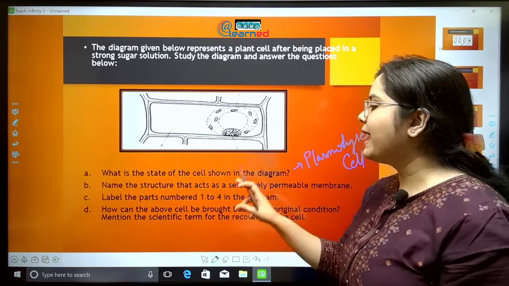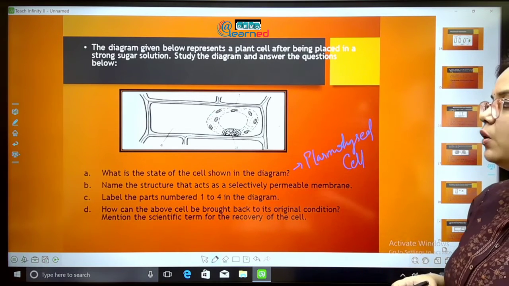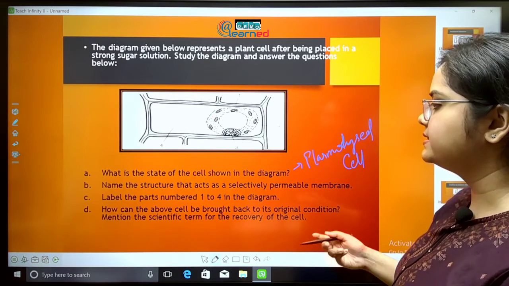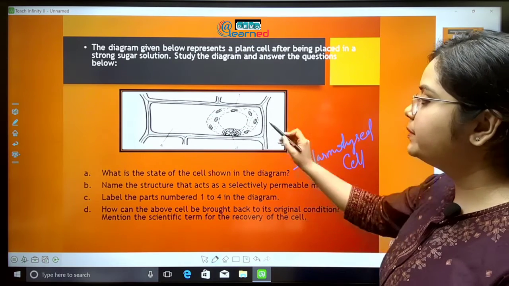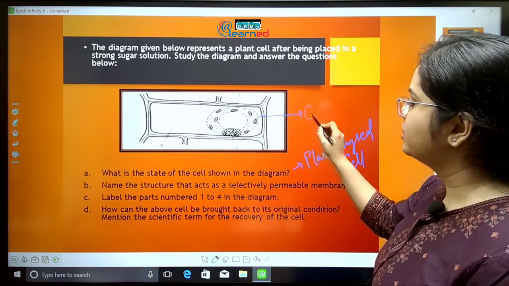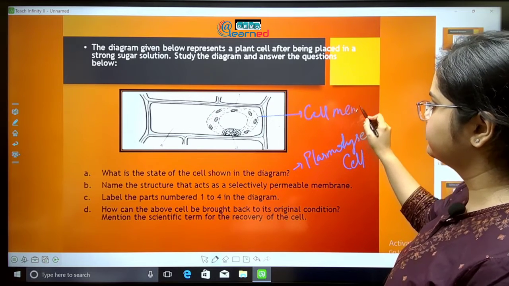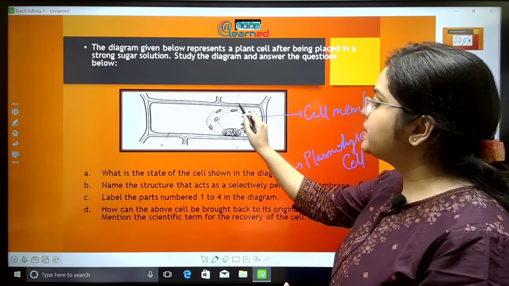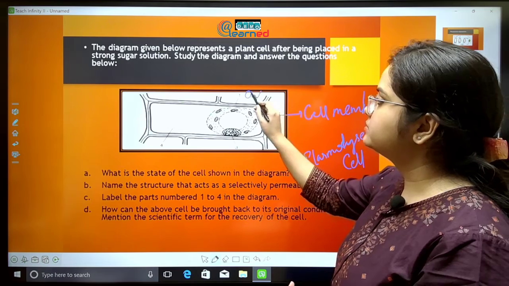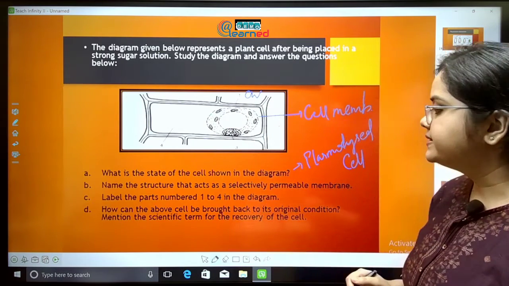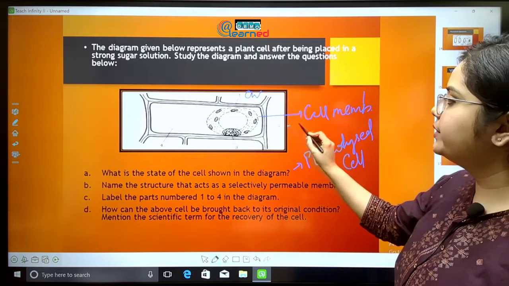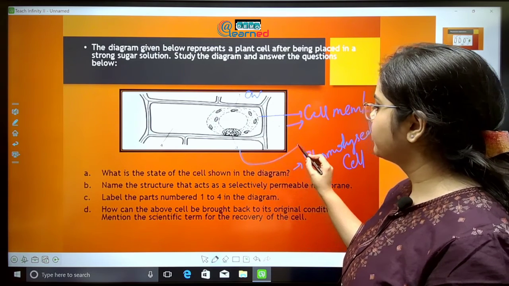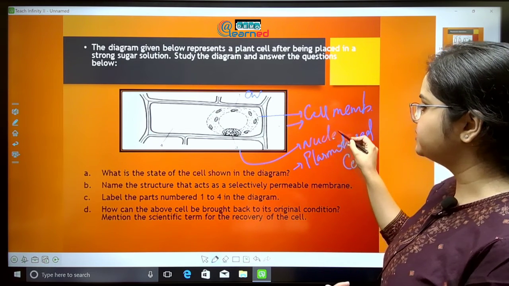Name the structure that acts as a selectively permeable membrane. What is acting as a selectively permeable membrane in here? The cell membrane is acting as a selectively permeable membrane. Yes. Cell membrane or the plasma membrane. Name the parts numbered 1 to 4 in the diagram. So in the first part you can see it is the cell wall, which is there as it was. The cell membrane. Third one will be nucleus. Fourth one will be cytoplasm.